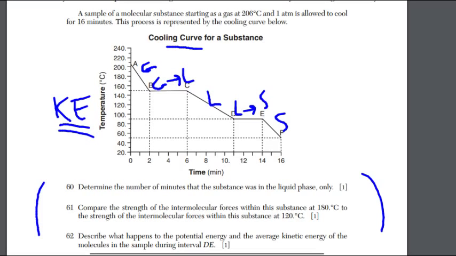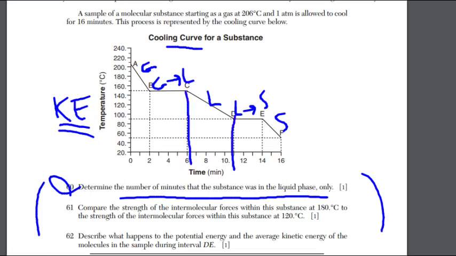So question 60, determine the number of minutes that the substance was in the liquid phase only. See how easy it is now? It's right here. Started at 6, ended at 11. So 11 minus 6 is 5 minutes. All right, that was awesome.